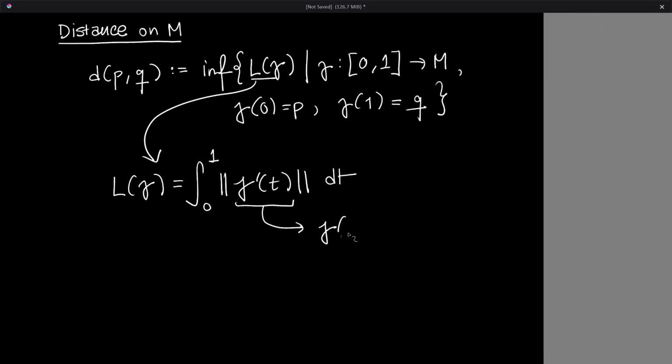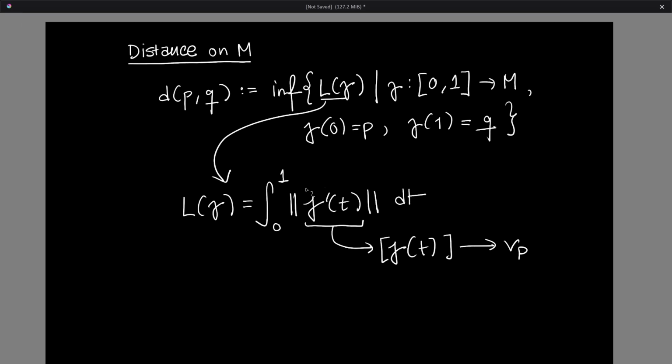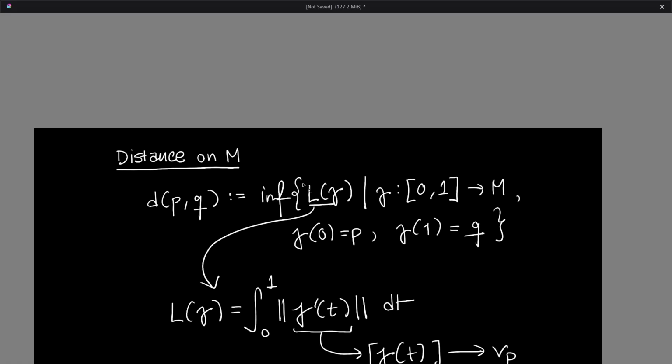So gamma of t has this equivalence class, and that equivalence class is related to a vector, which is a tangent vector. And tangent vectors are essentially modeling velocity vectors. So this is the tangent or the velocity of the curve at every point. So this gives you the length of the curve.